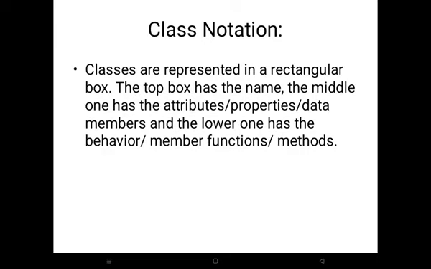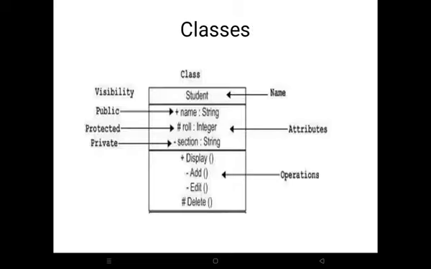Every class in UML is represented as a rectangle box. It consists of three compartments. The top compartment, the first compartment, consists of the name of the class. The middle compartment consists of attributes or properties or data members of the class. The third compartment is the methods or member functions of the class.